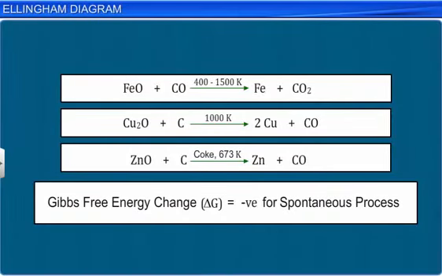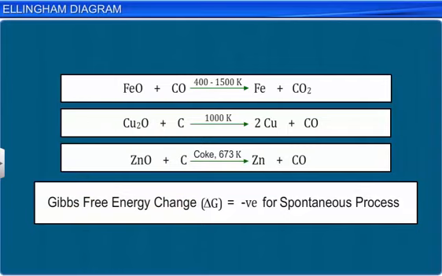Thermodynamics helps us understand the variation in temperature required for the thermal reduction of oxides, and to predict which element will suit as the reducing agent for a given metal oxide. The Gibbs energy is the most important thermodynamic term here.